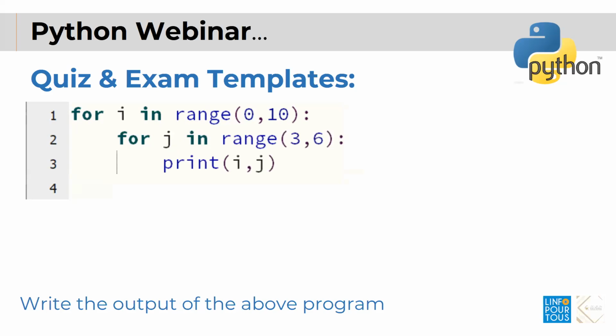Here it's what we call the embedded loop. It's a loop inside a loop, and as you can see, the role of the tabulation, I'm using 2 counters. The first counter is i in range 0 to 10, and the other counter is j from 3 to 6. And for each embedded loop, I will print i, comma, j.